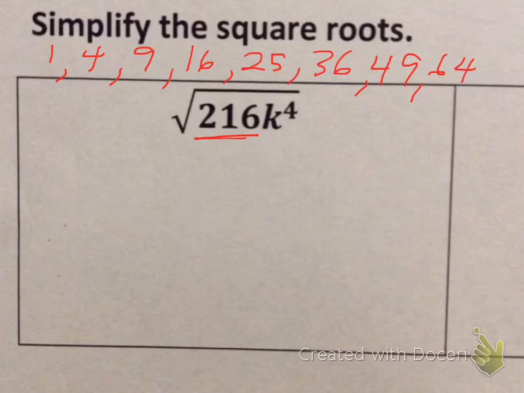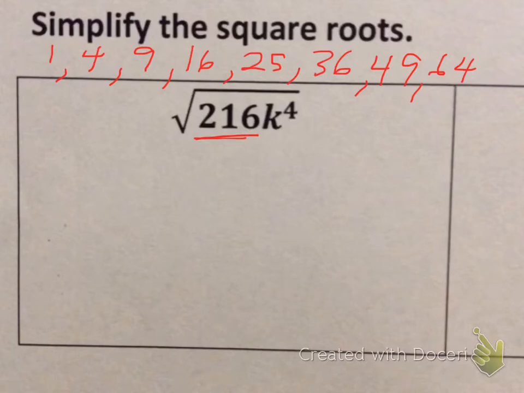Okay, so like I said, we're looking for two numbers that will multiply to 216, preferably using one of those perfect square numbers up there. So I'm going to start kind of big, and see if 216 is divisible by 64. When I divide by 64, I get 3.3, so that doesn't work. I don't think 49 is going to go into it, but let's try 36. So 216 divided by 36, oh, it's 6, so that worked.